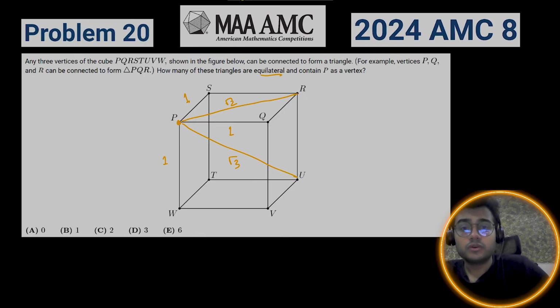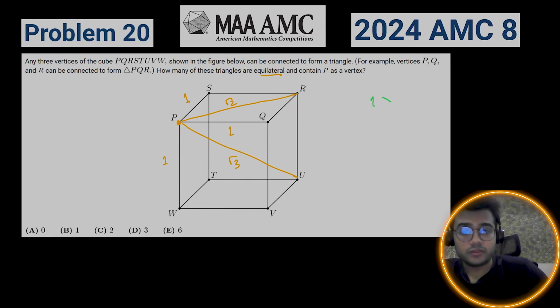Okay, so let's say this is one of the sides of the triangle, then all the other sides have to be 1 as well. So it has to be either Q or W, but from P. But if you take Q, then this side length is going to be square root of 2, which is not equilateral. So the same thing with W. So that means we cannot have an equilateral triangle of side length 1 from these vertices containing P.